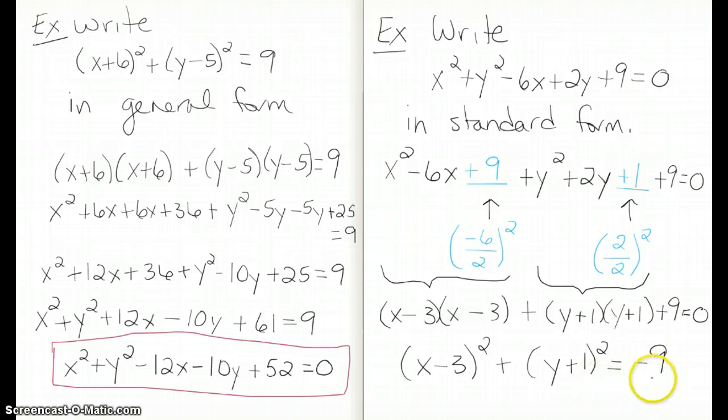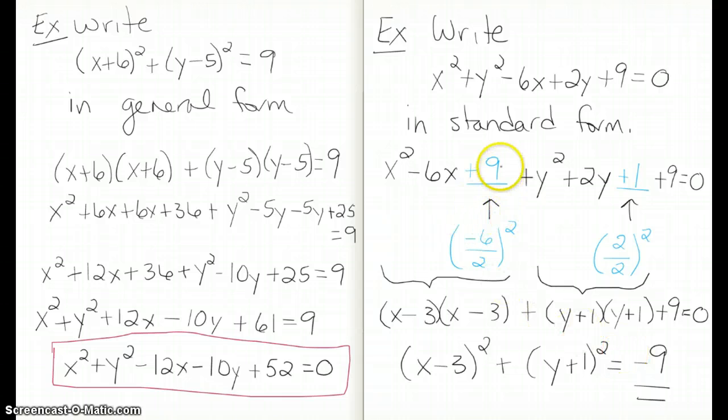Wait a minute. Something looks a little fishy here. Why should that concern us? Well, isn't that supposed to be r squared? That is supposed to be r squared. That's not good. It can't be a negative number. You can't have r squared be a negative number, because how would you square a number and have it be negative 9? That's troublesome.